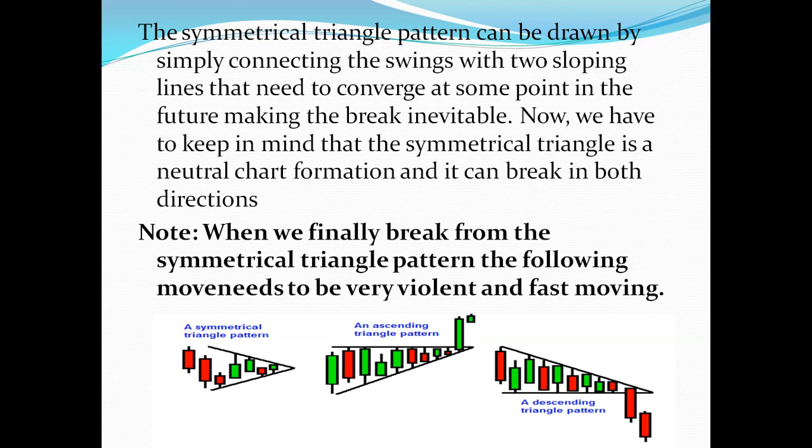The second pattern, you see, is the ascending triangle pattern, the diagram shown in front of you. You can draw a straight line, then take at least two troughs and draw a line. You see that it is a breakout upward. The ascending triangle pattern will break out upward, while the descending triangle pattern is the same as mentioned in the picture.